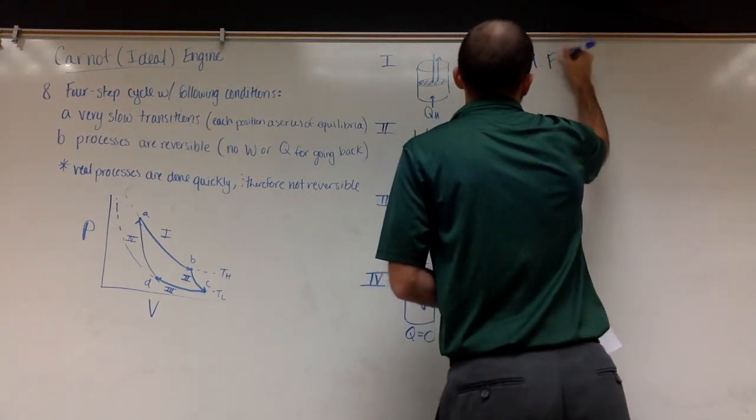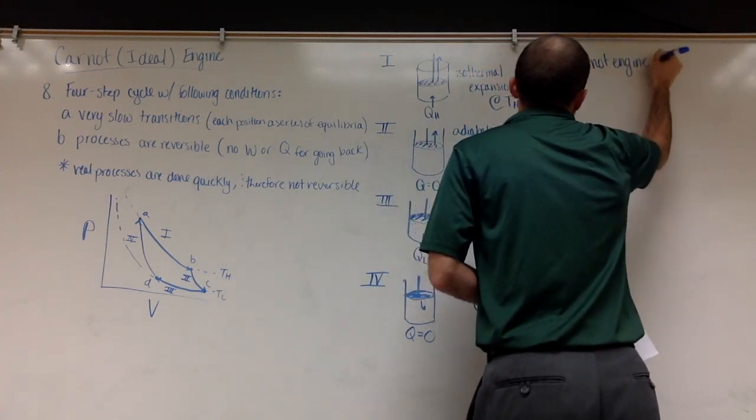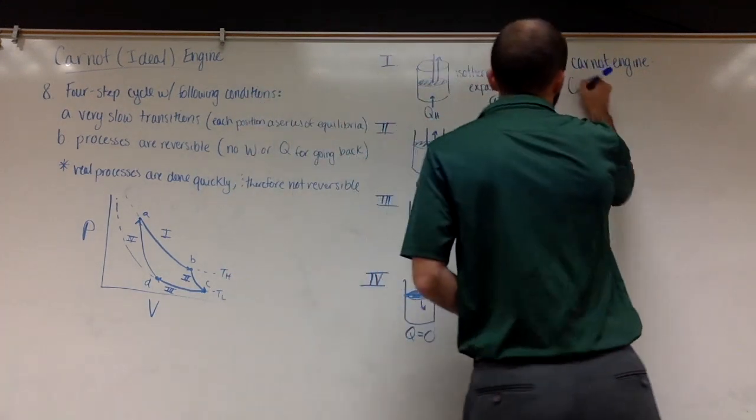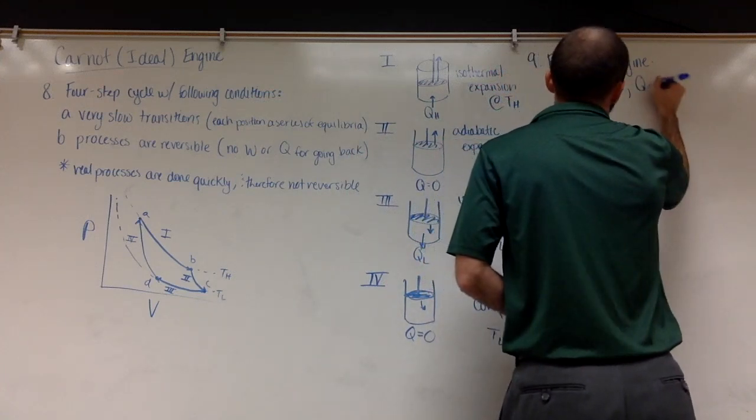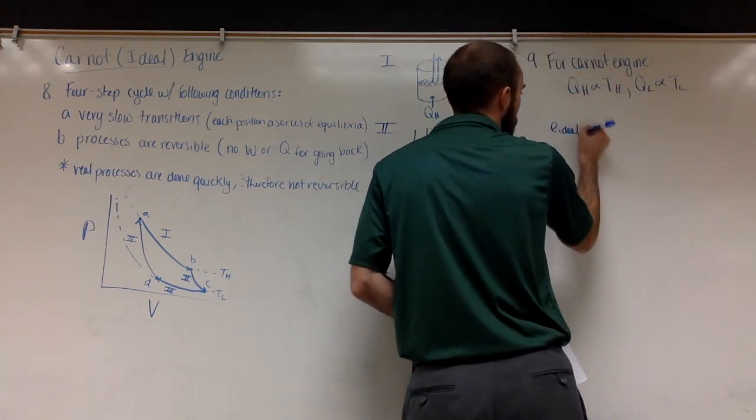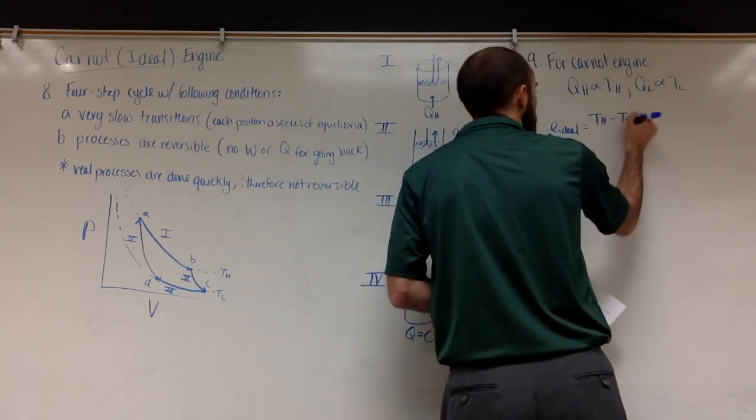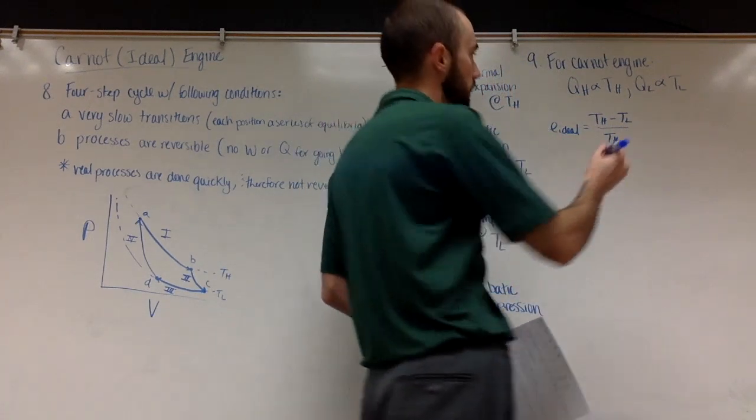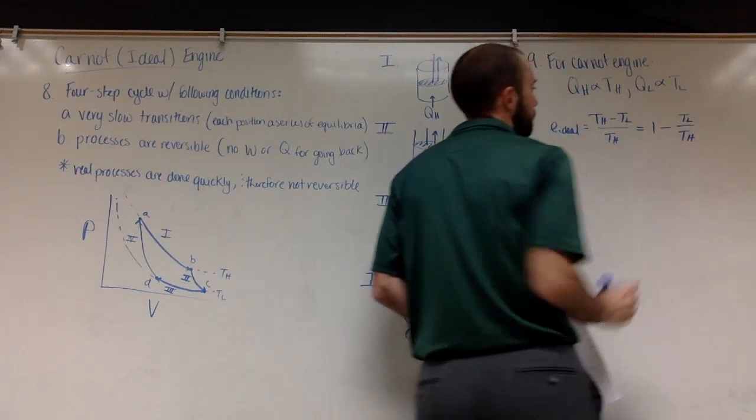Specifically for Carnot engines, since this is an ideal case, we can look at some proportionalities that don't work in any other cases. We have that our input heat is going to be proportional to our high temperature, and our waste heat is going to be proportional to our low temperature. So since this is for an ideal engine, our high temperature minus our low temperature, taken over our high temperature, is going to give us our efficiency. We can rewrite that as just 1 minus your low temperature over your high temperature.